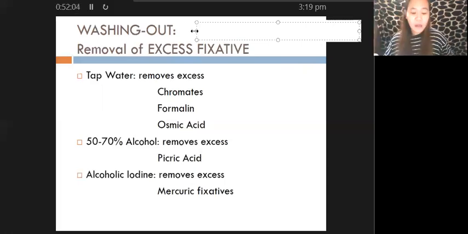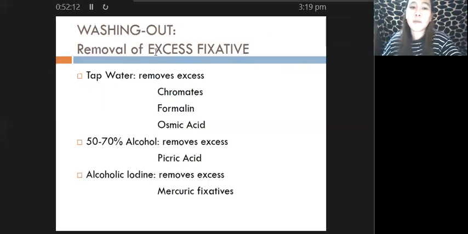Alright, so there are two purposes of washing out: to remove excess fixative, and to remove pigments which may have formed in your tissue sample. Removal of excess fixative is very important in order to prevent prolonged contact between your fixative and your tissue sample.